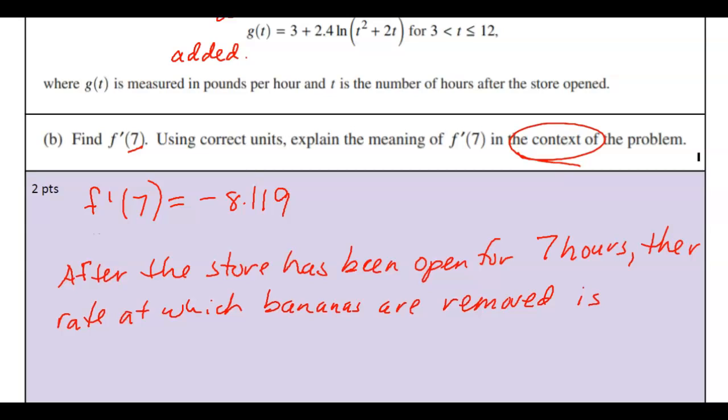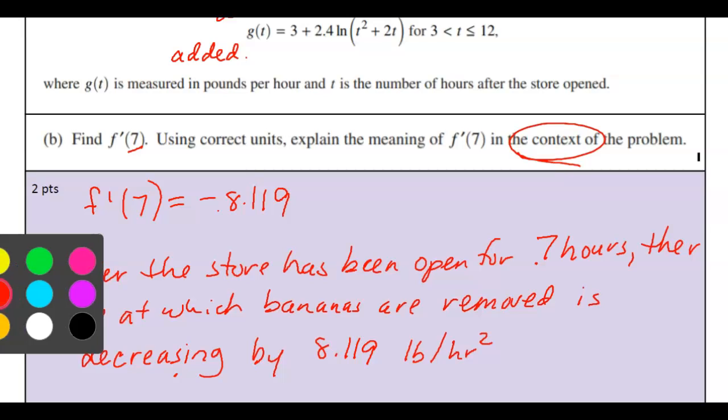is, because our derivative is negative and it's the derivative of the rate, it is decreasing by 8.119 pounds per hour squared. Okay, because the rate was pounds per hour, so the derivative is pounds per hour per hour. The negative meant decreasing. The 7 is the time after the store opened, so we need both parts.